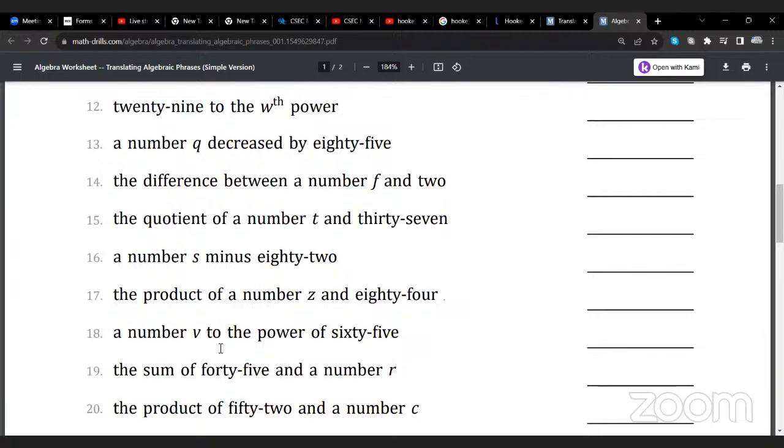You can put your answer in the chat. Read the question again. Let me hear it again. A number V to the power of 65. Read it slower this time. A number V to the power of 65. And how would you write that? Tell us how you'd write it.